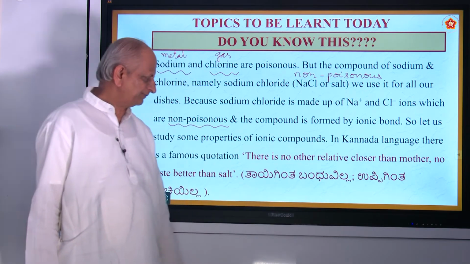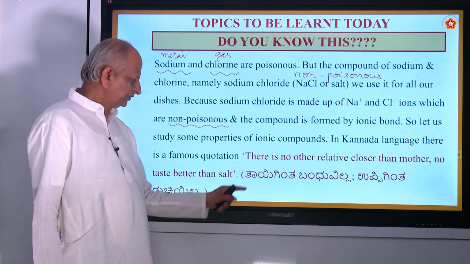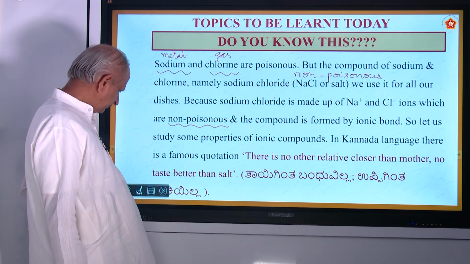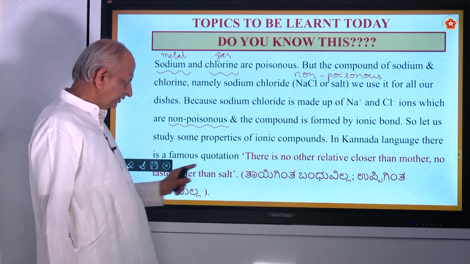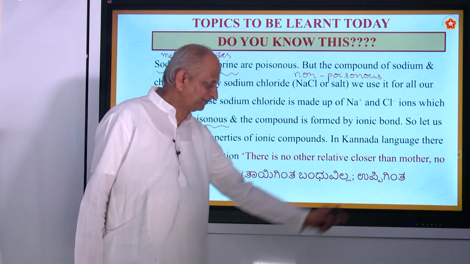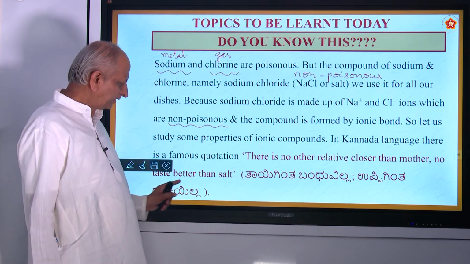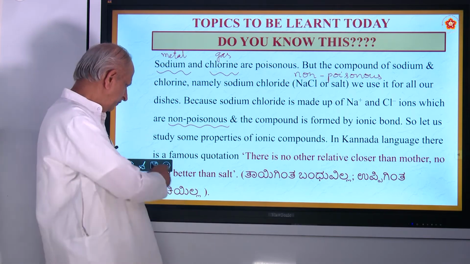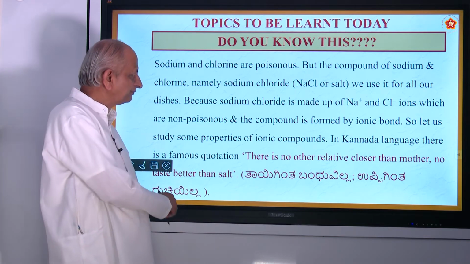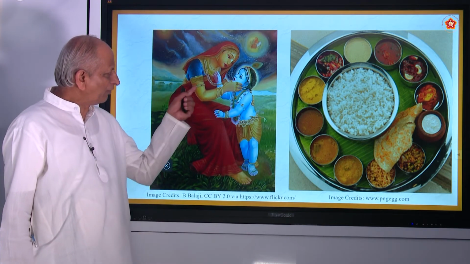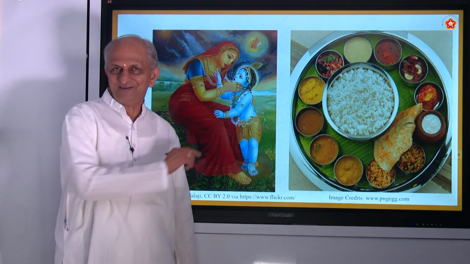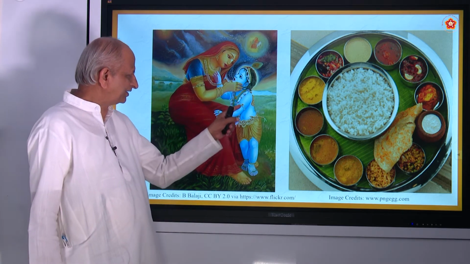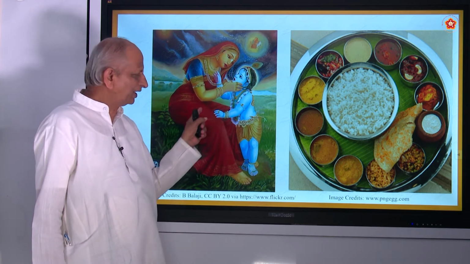In the Kannada language, there is a famous quotation: Thai ginta banduvilla, uppi ginta ruchi illa. Or in English you can say, there is no relative closer than a mother and no taste better than salt. That is a quotation. We will see a small photograph of this. See, this is the love of the mother. Can you name the mother here? Yes, you are right. This is Sri Krishna, Lord Krishna, and Yashoda.